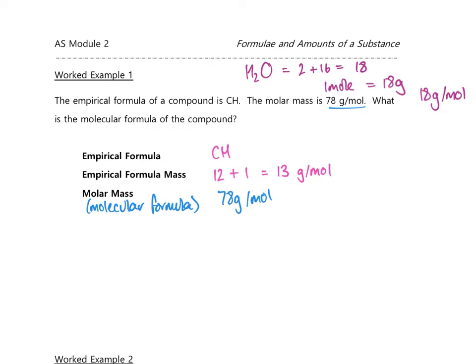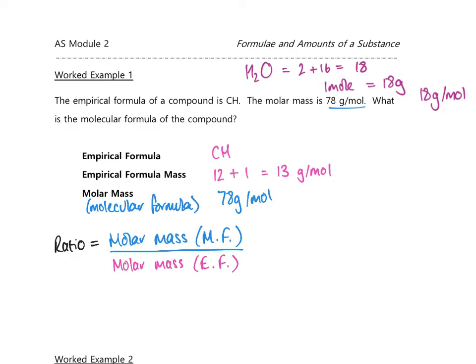So now we're on to step number 3, which is calculate the ratio of the molar mass of the molecular formula to the empirical formula mass. Essentially, we're taking the molar mass of our molecular formula, which I've abbreviated to MF, but if you need to write in what that means, then please do, divided by the molar mass of the empirical formula, which I've abbreviated to EF. That will give us the multiple of how much bigger the molecular formula is compared to the empirical formula.